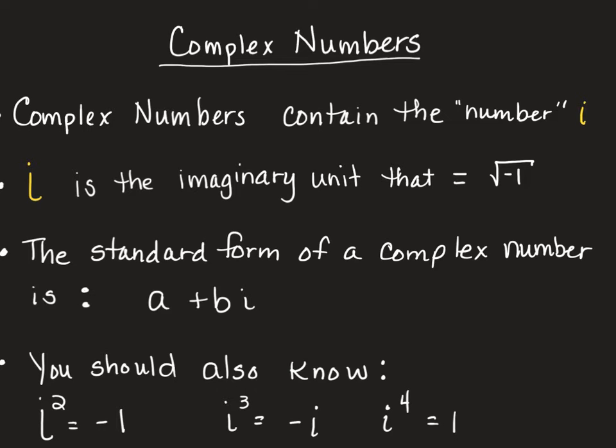If I were to write a complex number in standard form, the standard form of a complex number is a + bi. This would be my constant term, or the term without the imaginary unit i in it, and it comes first. So real comes first and then the imaginary. Some things you should also know, and probably learned last year: i squared is equal to -1, i cubed equals -i, and i to the 4th equals 1.